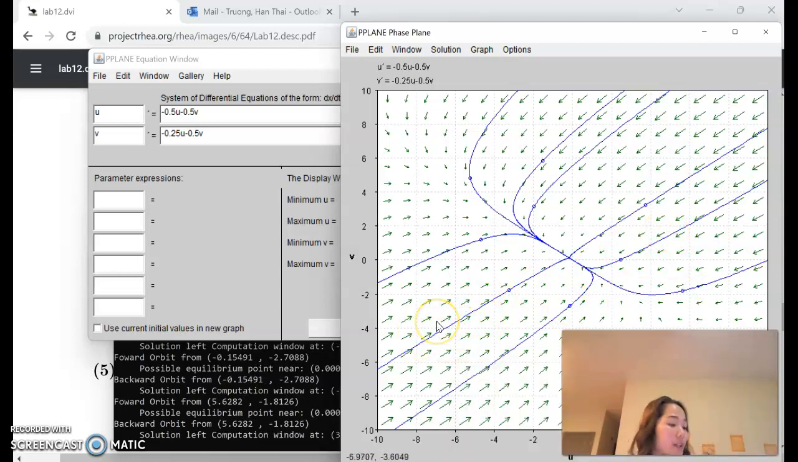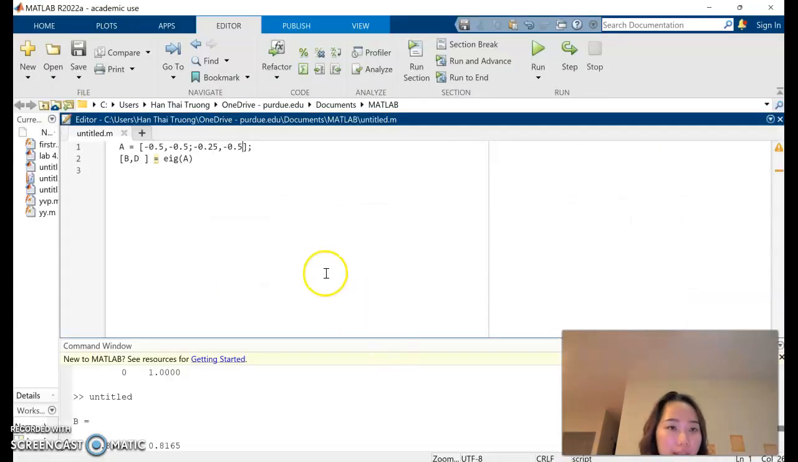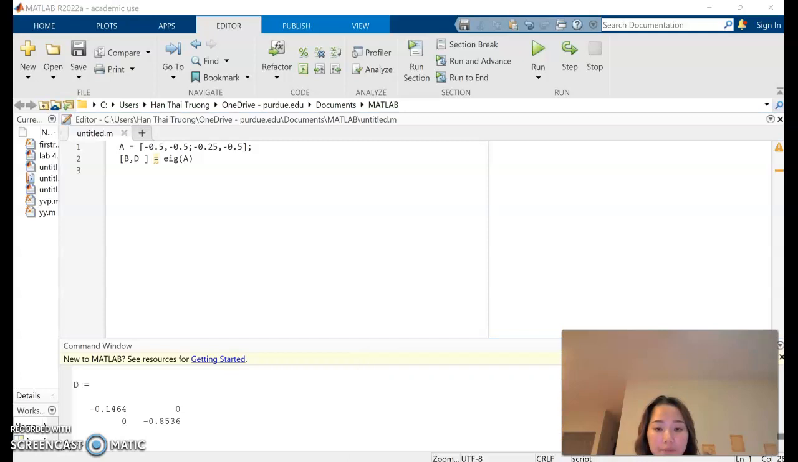You're going to find the eigenvalues and eigenvectors in part B. We're going to use MATLAB for that, and I already put in the code. Once you run it, you should get the corresponding values, and we can see that both eigenvalues are negative. So this is a sink.